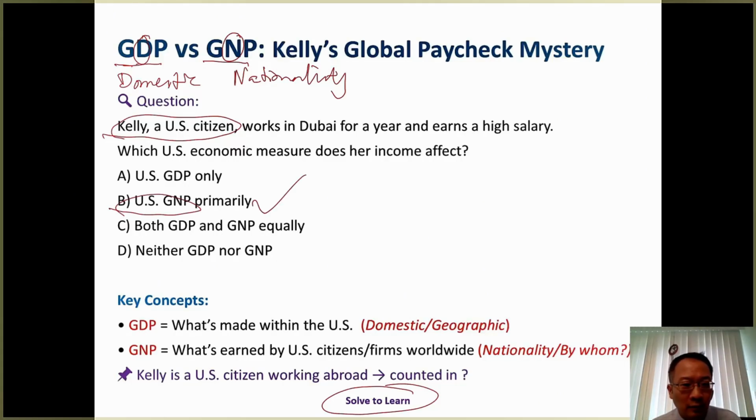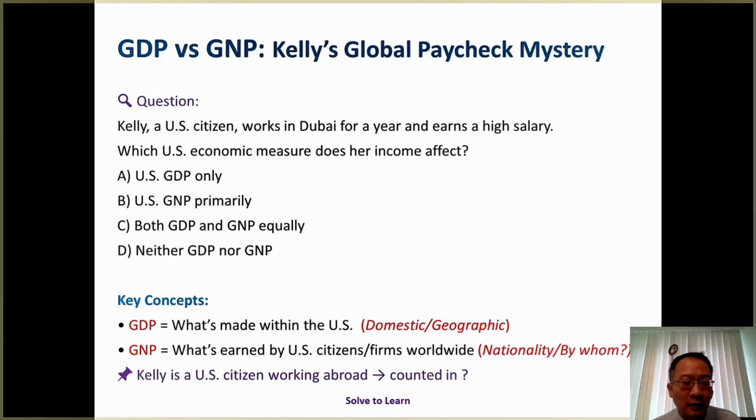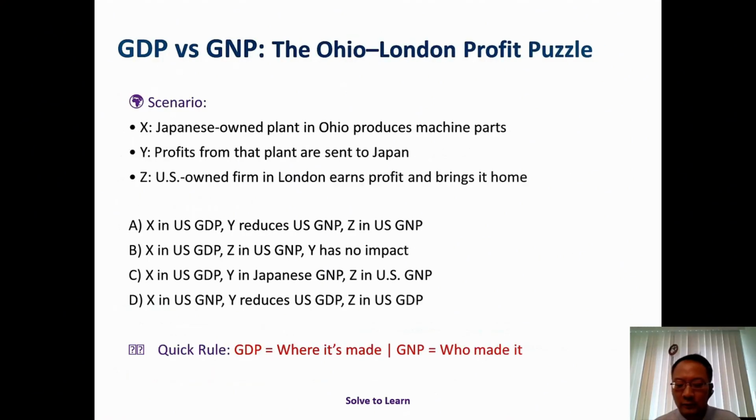Next, let's see if it counts toward US GDP. She's working in Dubai, which is in the UAE, not within the United States, so it definitely does not count toward US GDP. Because we've emphasized before, D stands for domestic and N stands for nationality, so the answer to this question is B. By working through this kind of question, you can see that the concepts of D and N are actually quite clear. Of course, it's possible that if Kelly worked in the US, her income would count as both US GNP and US GDP.